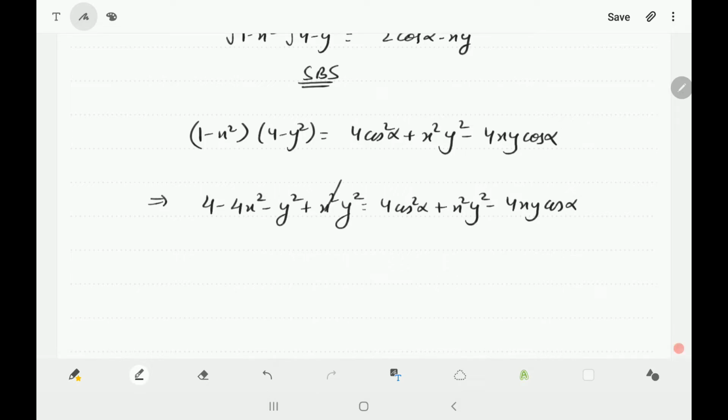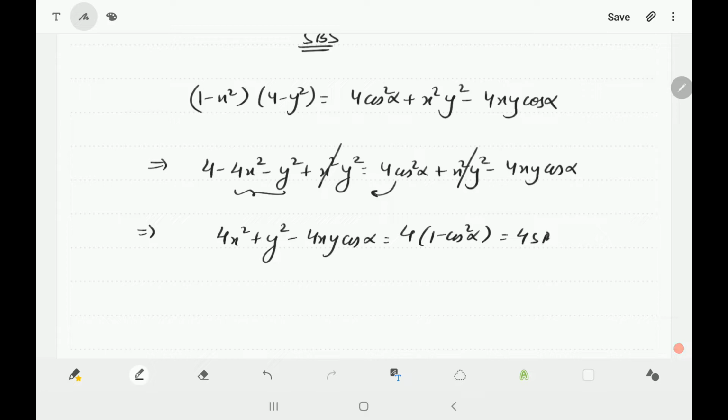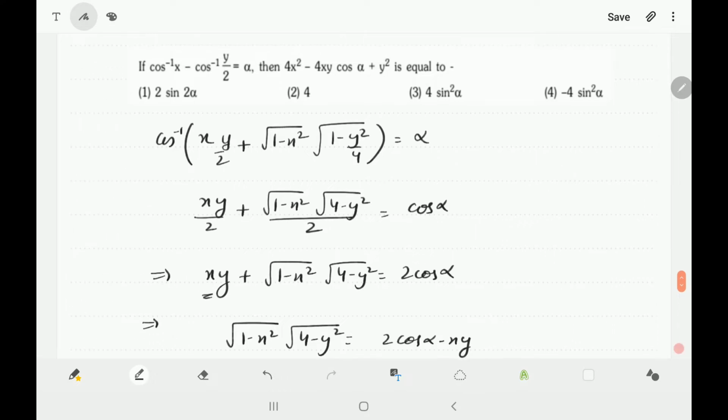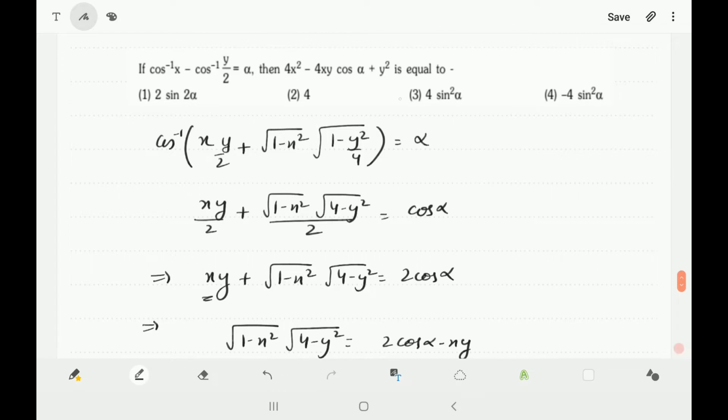Now it is clear that x square y square terms are getting cancelled out. So we are left with, we'll just take these two terms on the right hand side. We are left with 4x square plus y square minus 4xy cos alpha, and on the right hand side I'll just shift this term on the left hand side and I'll write this term on the right hand side. So it will become 4 times of 1 minus cos square alpha, which is 4 sin square alpha. So this term is required to be calculated, which is 4x square minus 4xy cos alpha plus y square, and this is coming out to be 4 sin square alpha. Hence the answer for this problem is option C.